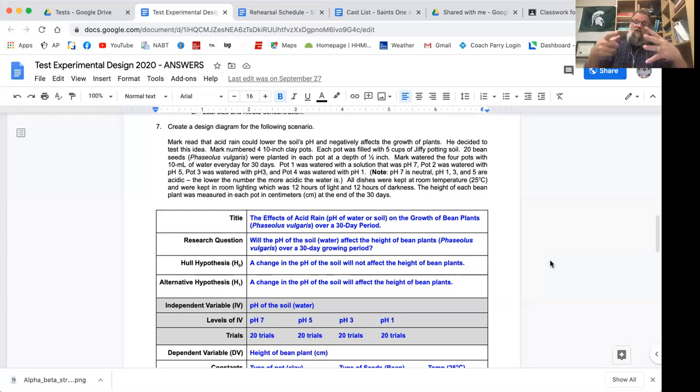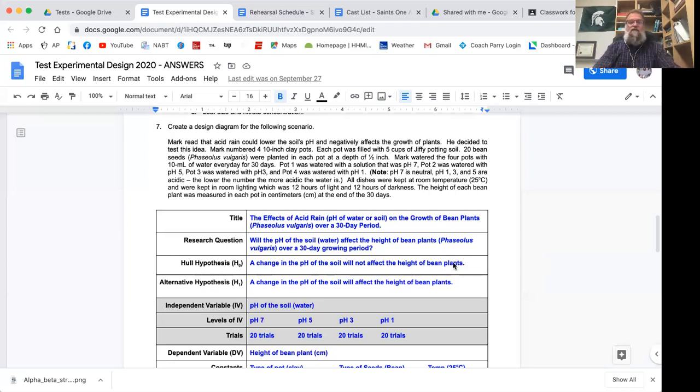So the title, for this scoring, I gave the title 1 point or 2 points if you had the species name and the duration. Same with the research question. Will the pH, so I just have to turn that into a question. Will the pH of the soil, the pH of the water, affect the height of the bean plants, Phacelia vulgaris, over a 30-day growing period? So there's 1 point for the title, 1 point for the research question, and there was a third point between the two for including the genus, species, and the duration of the experiment.